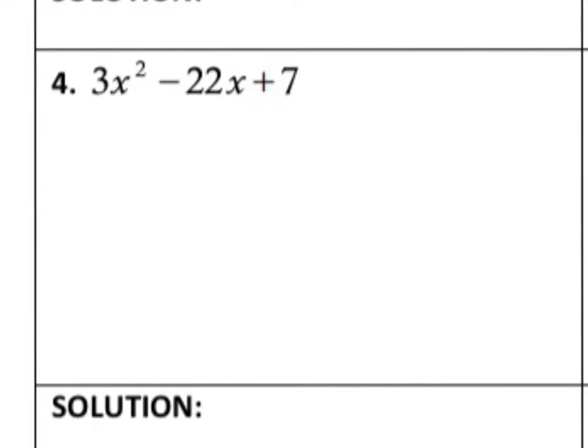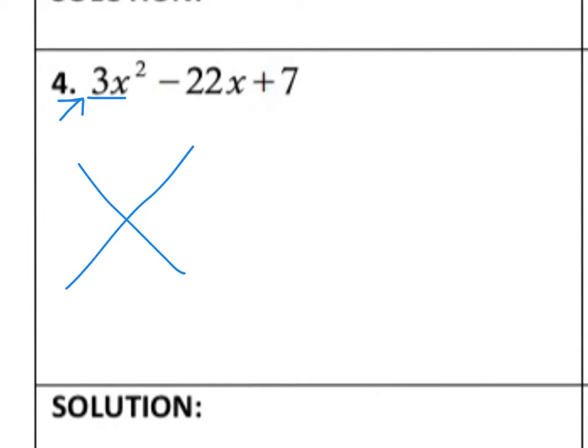Okay, so this one has 3 terms, and looking for a GCF, I know 3 and 7 are prime, so most likely the only thing that they're going to have in common is a 1. So let's remember our box method, and notice this one's a little different in the fact that I have a leading coefficient here. I have a number before my x squared.